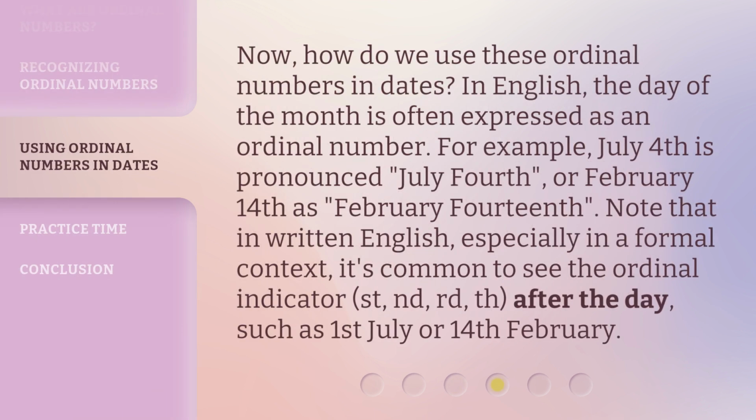Now, how do we use these ordinal numbers in dates? In English, the day of the month is often expressed as an ordinal number. For example, July 4th is pronounced July fourth, or February 14th as February fourteenth. Note that in written English, especially in a formal context, it's common to see the ordinal indicator, st, nd, rd, th, after the day, such as the 1st of July or the 14th of February.